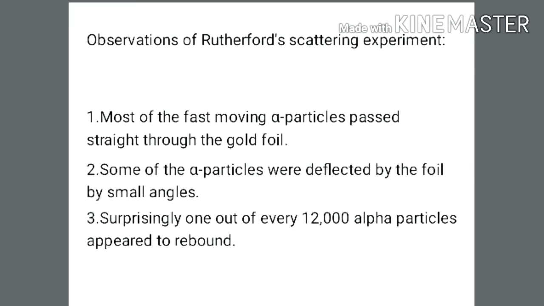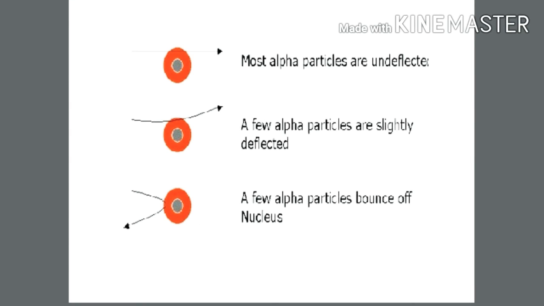So there were observations of Rutherford's scattering experiment. Firstly, most of the fast-moving alpha particles passed straight through the gold foil. Secondly, some of the alpha particles were deflected by the foil by small angles. Surprisingly, one out of every 12,000 alpha particles appeared to rebound. Isn't this amazing, guys? So here you can see the diagram showing most alpha particles were undeflected, few were slightly deflected, and one was bounced back.